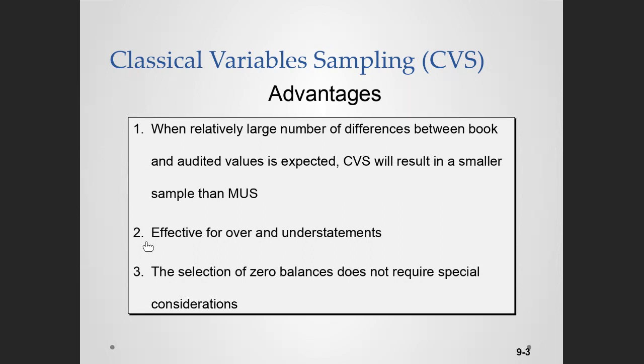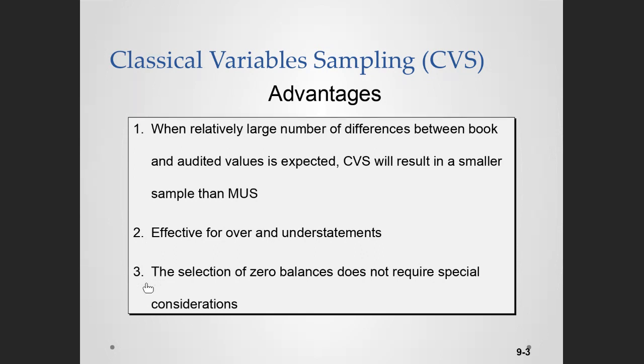The second benefit is it is effective for over and understatements. So remember, in monetary unit sampling, the sample items are selected based on the size. So the larger the size is, the higher the probability of that item getting selected in the sample. But in the case of classical variable sampling, there is no such thing. Over and understatements, so if you have a positive error and you have a negative error, both can be detected.